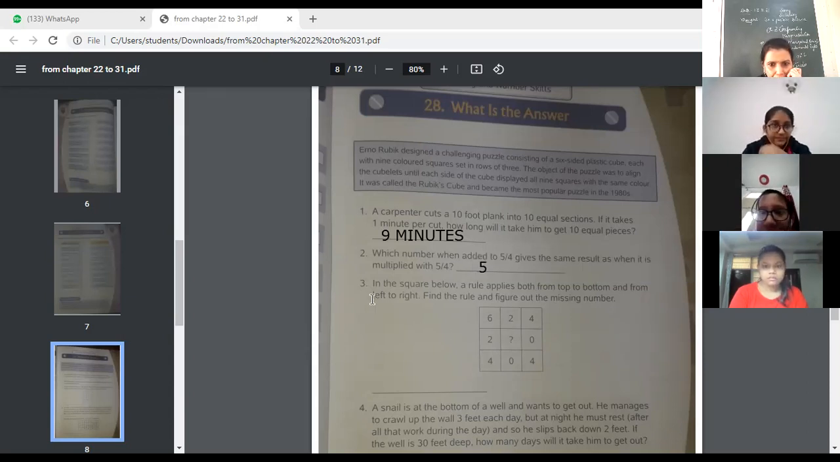Next, number 3. In the square below, a rule applies both from top to bottom and from left to right. Find the rule and give out the missing number. So we have to search for it. Ma'am, the same rule applies. Yes, the same rule we are following from left to right and from top to bottom.